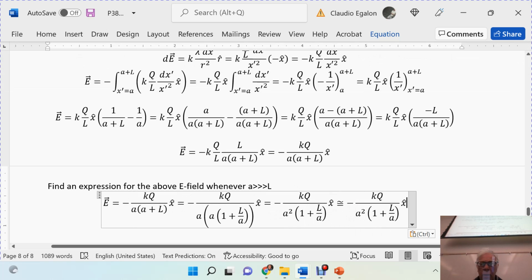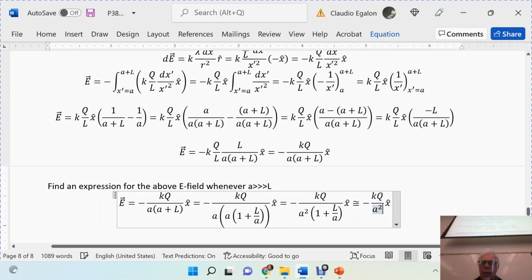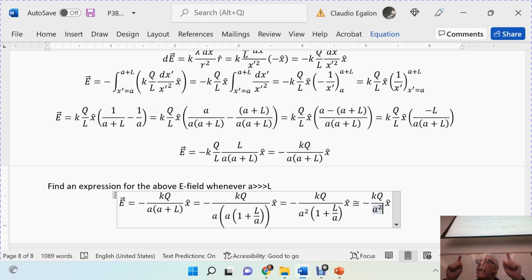Okay? So whenever A is much greater than L, that rod, that finite rod, behaves just like a point charge. Okay? And that's to the zero order approximation. A zero order approximation is pretty good. Okay?